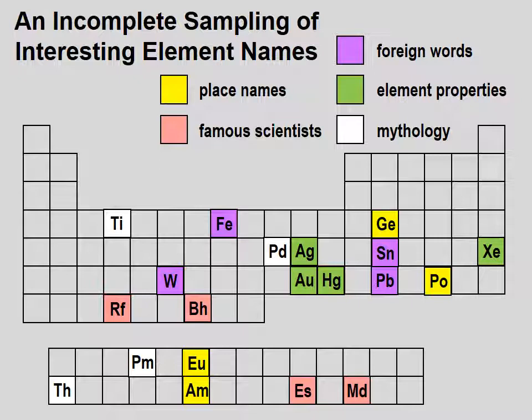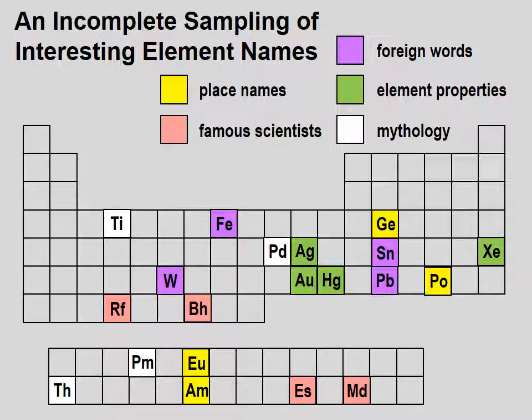The elements I've colored in green have their names related to properties of the elements. Right in the middle of the table here we have Ag, which is silver, from the Latin word argentum, which means silver. Below that we have Au, which is gold, from the Latin word aurum, and aurum, or aurora, refers to the dawn, the sun rising, and so it's not surprising that gold is somehow connected to the sun.